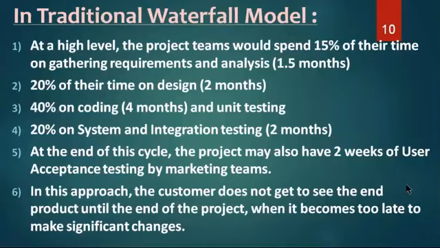40% on coding will be done. 4 months again, the developer is taking, including unit testing and all that. 20% on system and integration testing. Almost 2 months again you are spending on integration plus system testing. And at the end of the cycle, the project may also have 2 weeks of UAT, user acceptance testing, by the marketing team. So that means in this approach, the customer does not get to see the end product until the end of the project, when it becomes too late to make significant changes.